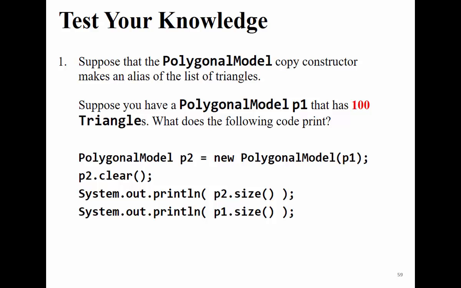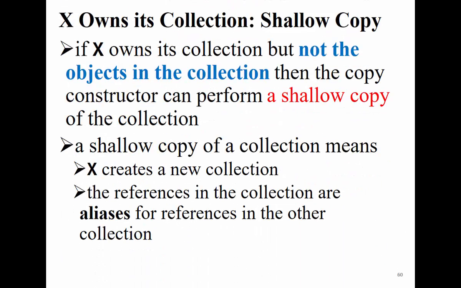Then I use P2.clear. In this case, because P1 and P2 have access to the same triangle list, I will clear out the list. So what should I expect the size to be if I say P2.size? 0. Then P1.size? 0. That's true because both have the same array list and I cleared the array list. I used P2 to clear it. So that is what we call sharing, aggregation relation, or aliasing, where two objects have access to the same array list.